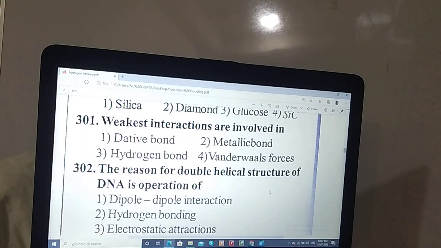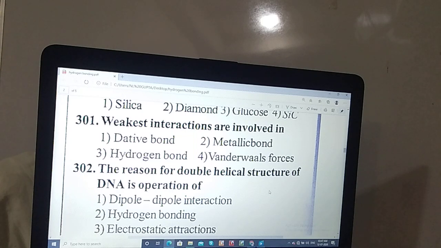Metallic bond, these two are very strong. Now we go to hydrogen bonding and van der Waals force of attraction. Students, always keep in mind that van der Waals forces of attraction are always found in gaseous molecules, while hydrogen bonding is found in liquids, like water. So the gaseous molecules have the weakest interaction. Our correct answer will be option number 4, van der Waals force of attraction.